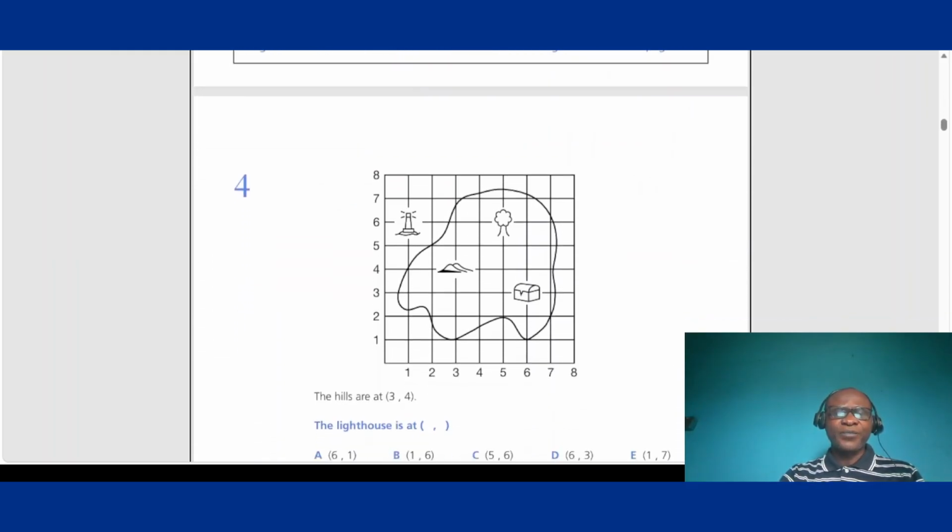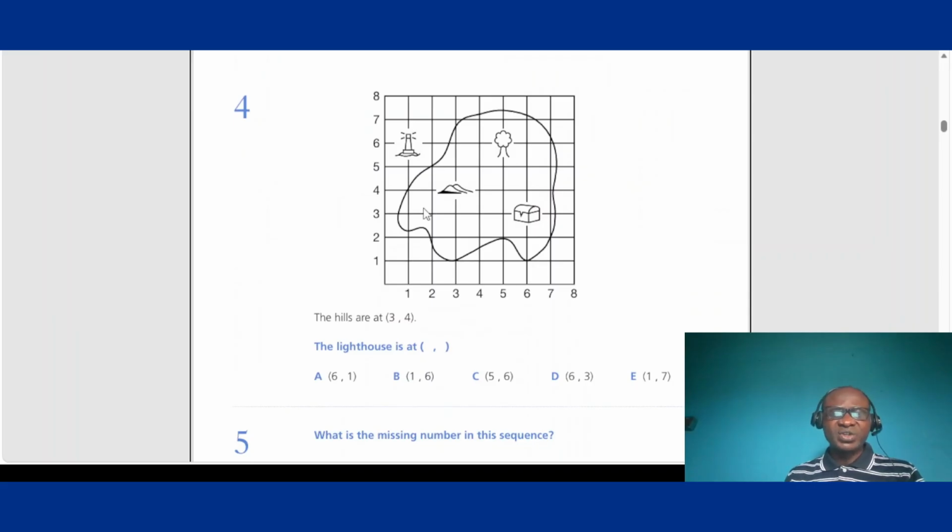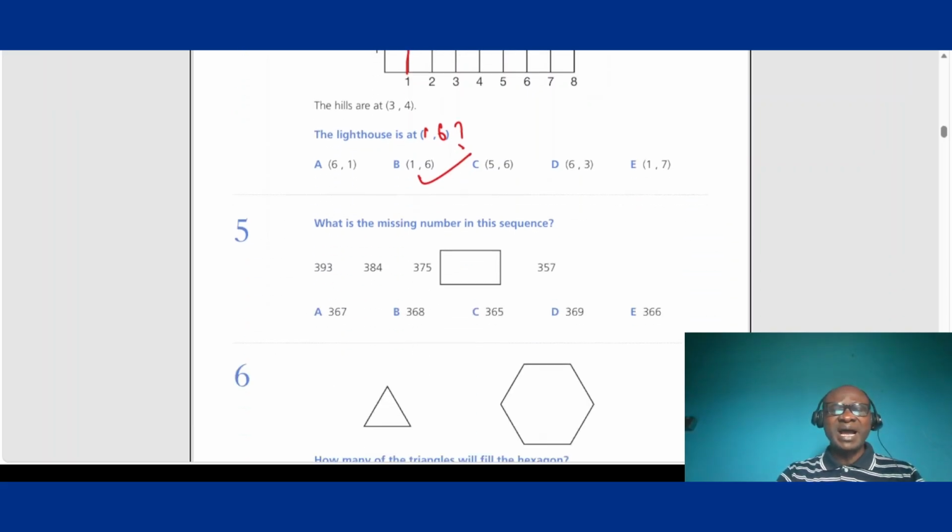Number 4. We are asked, the hills are at 3, 4. Now, the lighthouse is at what? Question mark. This is the lighthouse. So the lighthouse, we draw a vertical line to get 1 and a horizontal line to get 6. Therefore, the coordinate of the lighthouse is 1, 6. Correct option is B. That is the coordinate of the lighthouse.